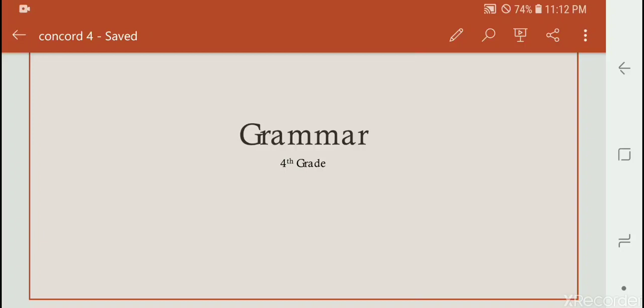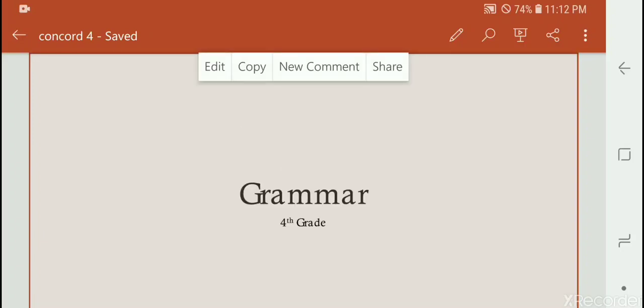Today we are going to complete the subject of Concord. We talked about it in the previous lectures, three lectures before this, about Concord and the types of Concord. First of all, I'd like to remind you of the types of Concord, which we mentioned are three: Concord of person, Concord of number, and Concord of gender.